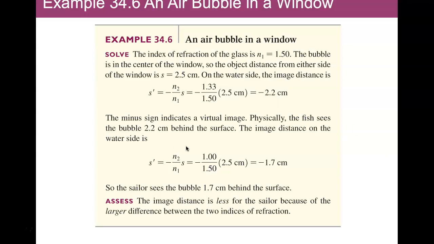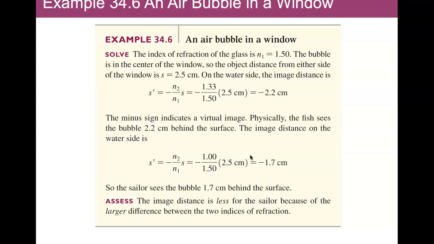The sailor, the index of refraction of air. So 1.33 is the index of refraction of water. 1.5 is glass. Here we use the same formula when we're thinking about the sailor, but we have to use air instead of water. So this minus sign in the formula is quite useful.